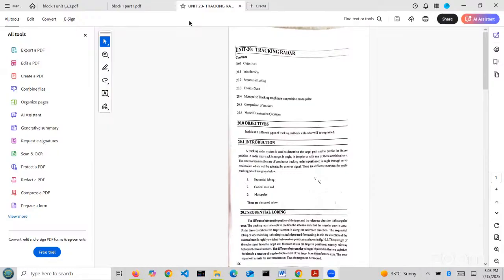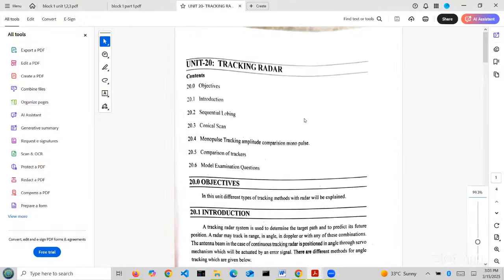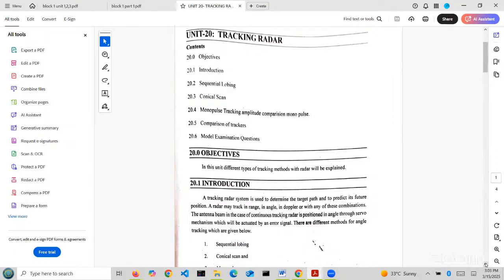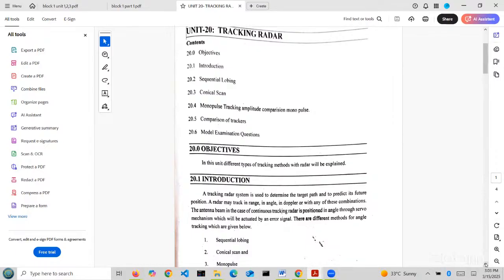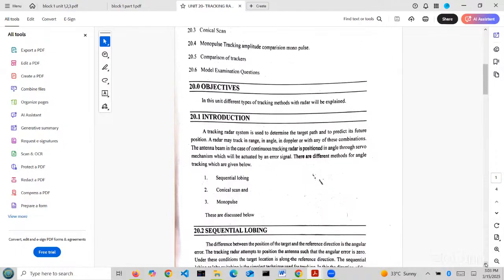Today we are discussing tracking radar. In tracking radar, we have three types. First, we will see sequential lobing, then conical scan, and next the amplitude comparison monopulse tracking. Today we will start tracking of radar, and we can expect one short question from this. Out of these three, we will get one short question, either sequential lobing, conical scan, or amplitude comparison monopulse tracking. After that, we will see the comparison of these three.